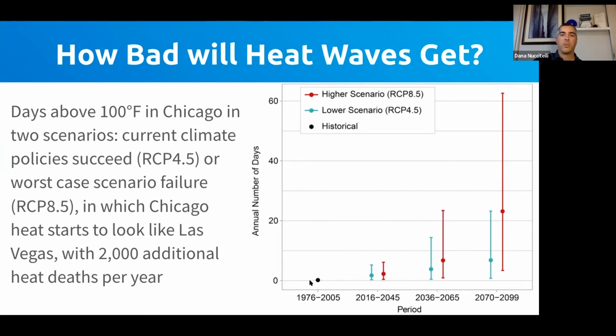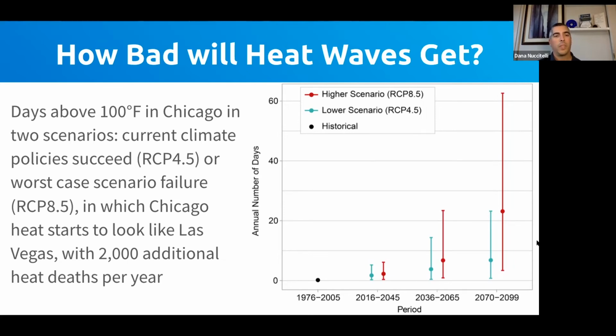You can see right here, there's been almost no days above 100 degrees Fahrenheit in Chicago, at least a few decades ago. Now we're starting to get a few of them. And as it gets hotter and hotter, you start to see more. So in this one, the red is our worst case scenario. The blue is our current business as usual scenario. So you can see business as usual, we get about a week of days above 100 degrees Fahrenheit in Chicago. In the worst case scenario, you get maybe 3 weeks, but there's a lot of uncertainty there.